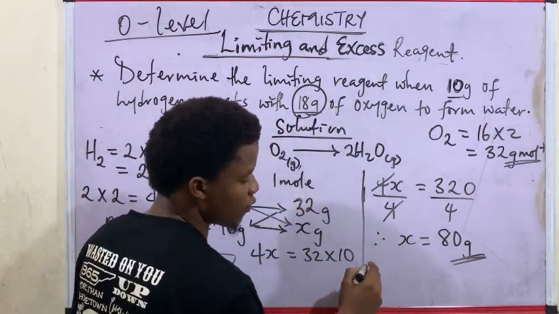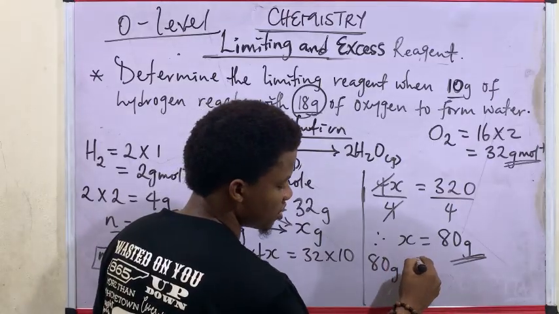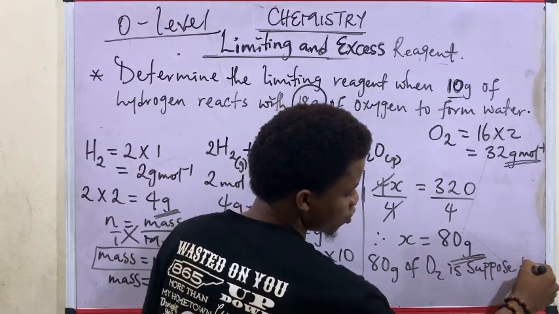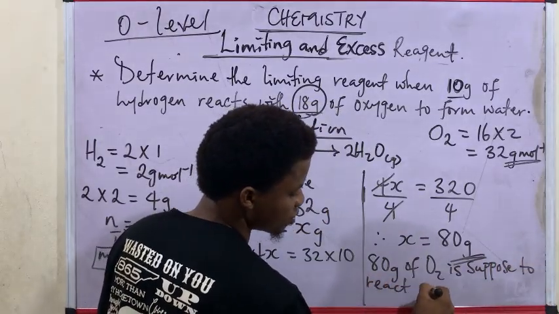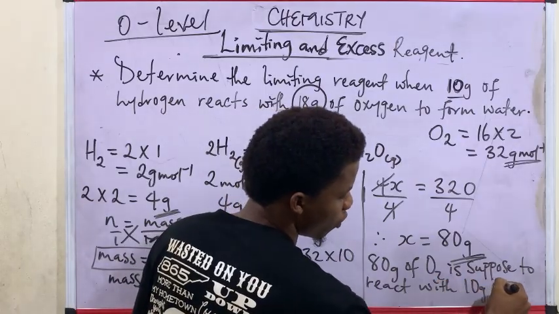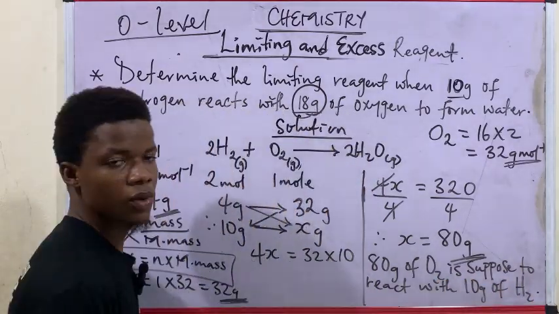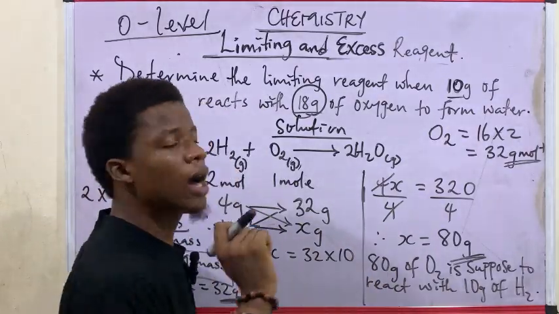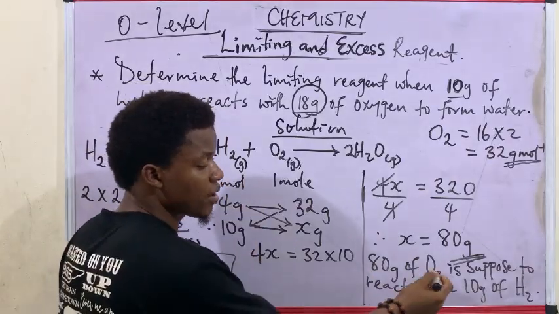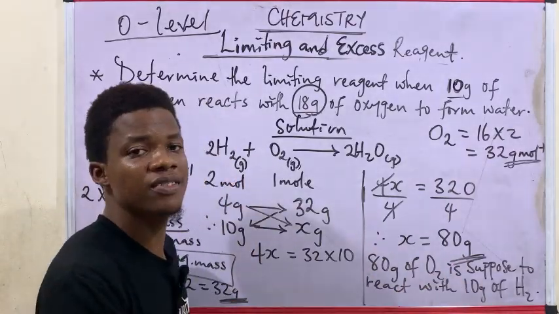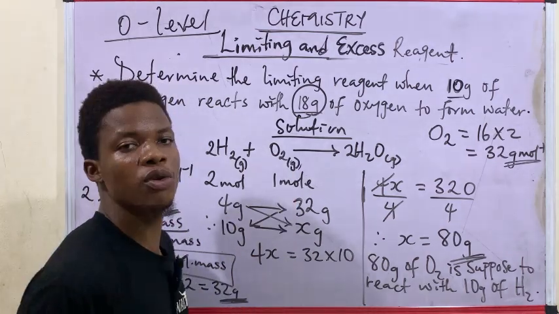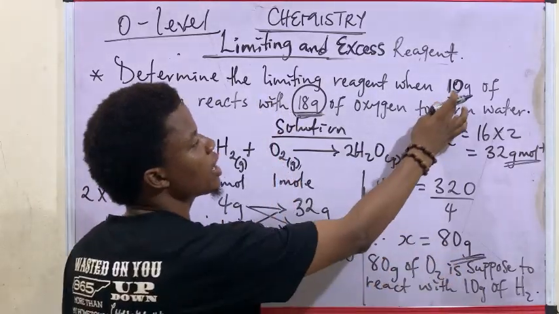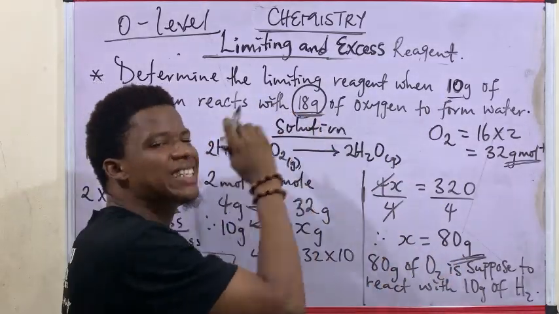So it means that 80 gram of oxygen is supposed to react with 10 gram of hydrogen. But how many gram of oxygen did they give me in the question? 18. From calculations, it's supposed to be 80 gram to react with 10 gram, but in the question, we're given 18 gram of oxygen.